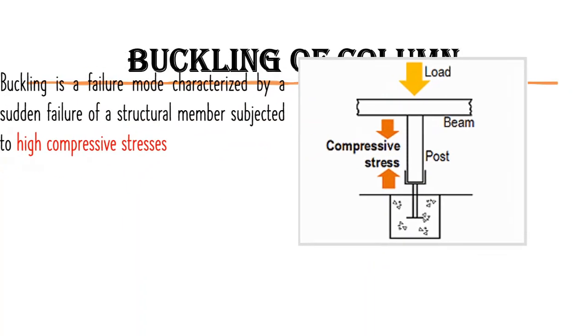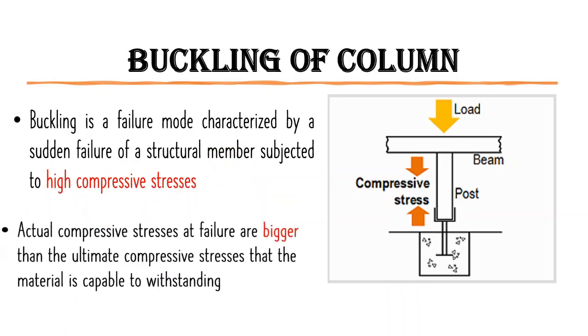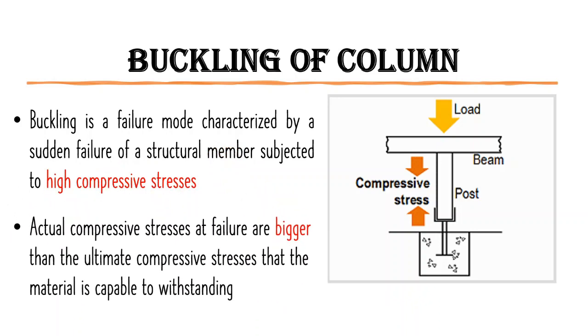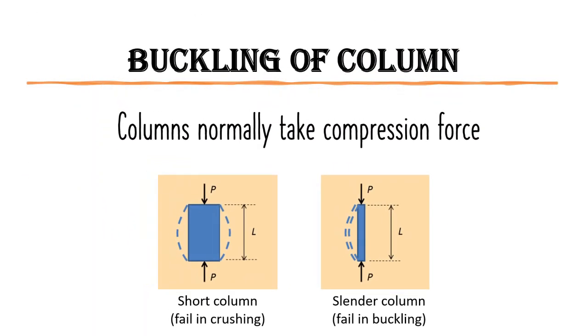Buckling of column. Buckling is a failure mode characterized by a sudden failure of a structural member subjected to high compressive stresses. Actual compressive stresses at failure are bigger than the ultimate compressive stresses that the material is capable of withstanding. Buckling of column. Columns normally take compression force.